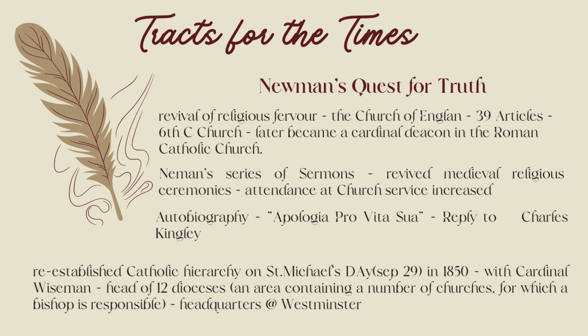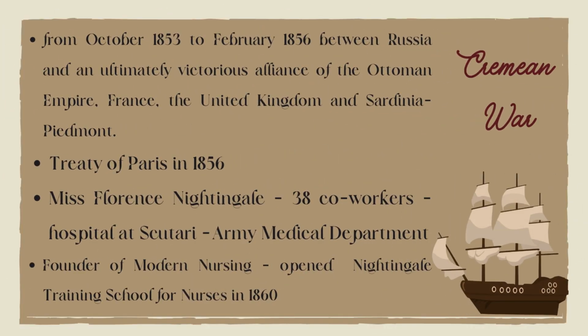And next we can see the Crimean War. The Crimean War was fought from October 1853 to February 1856 between Russia and France, and as an ally, the United Kingdom was also there. And it came to an end with the Treaty of Paris in 1856. It was the most unhappy episode in the whole glorious history of the Victorian age.